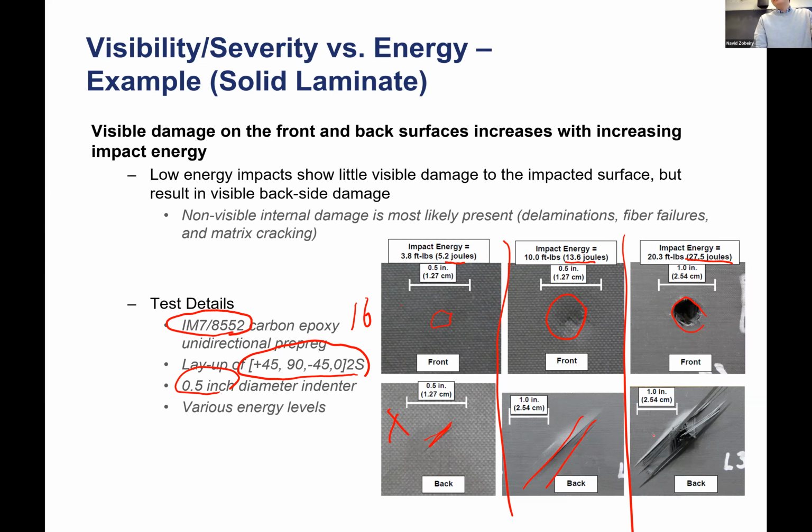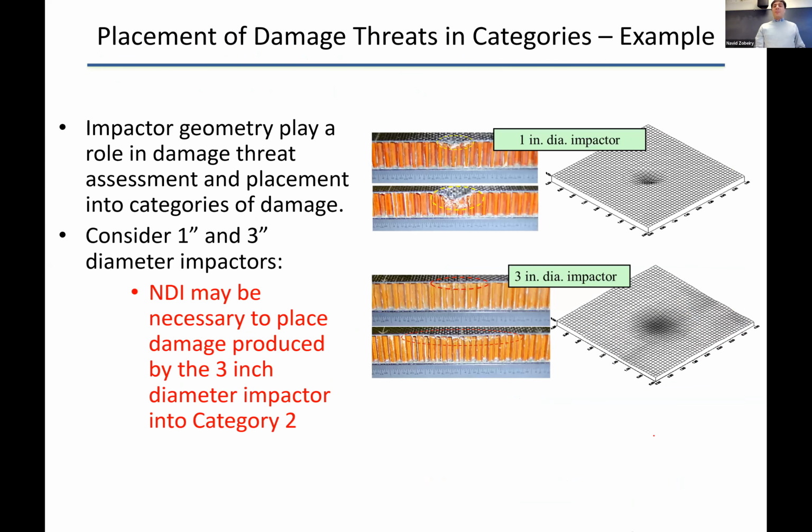But sometimes it's not quite clear. Here's one example. You had a 1-inch diameter impactor on the top and then 3 inches diameter impactor here at the bottom. So 1-inch diameter impactor creates a clear dent that you can see in the inspection. The 3-inch diameter impactor doesn't do much on the surface because it bounces back. It spreads the energy on the much larger surface area, but under it, there is a large area that's been affected. How do you categorize the damage?